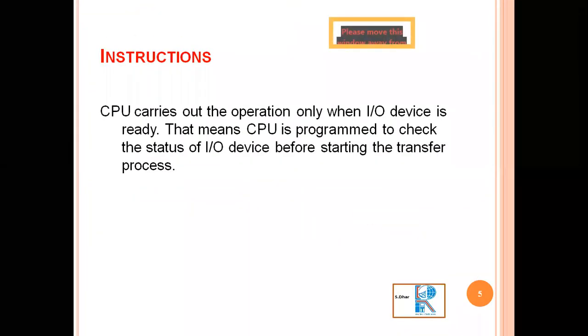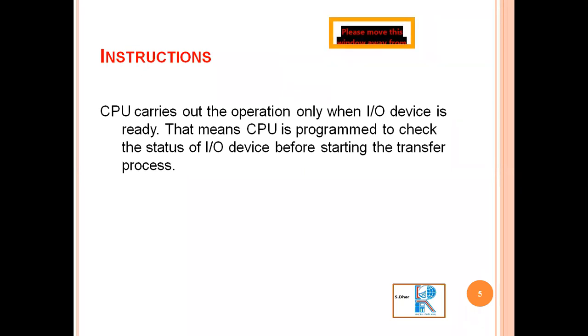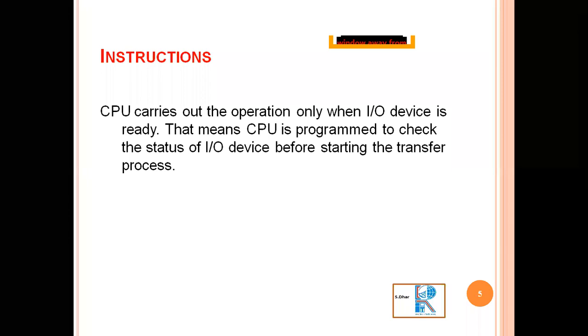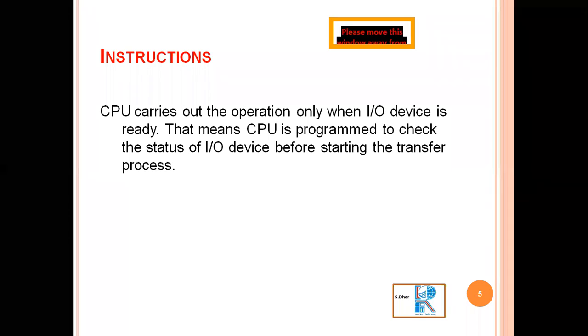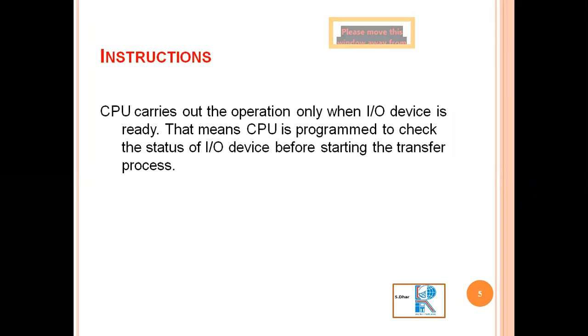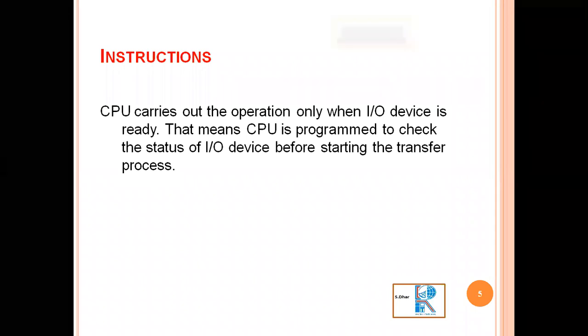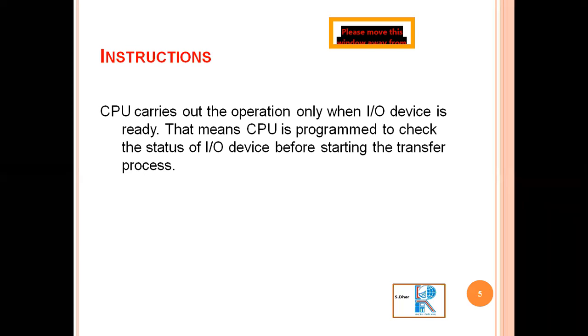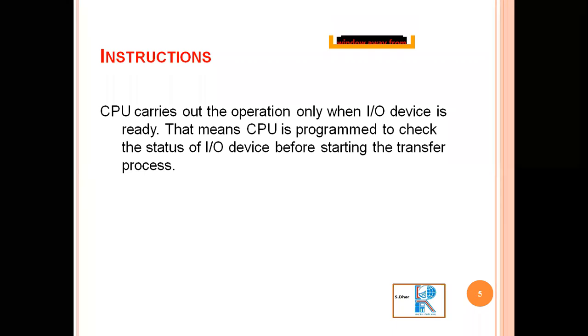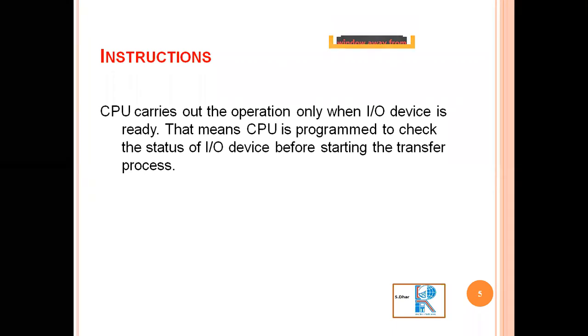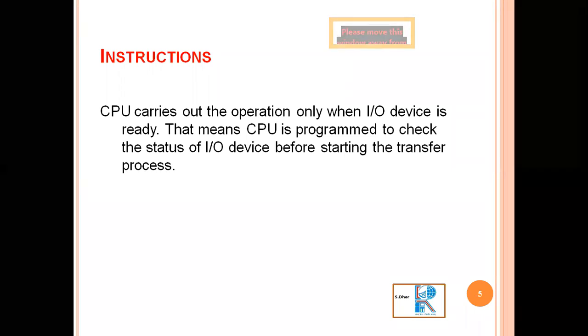Now, how does the CPU execute the program for the IO device? The CPU carries out the operation only when the IO device is ready. That means the CPU has to check the status of the IO device from time to time. Suppose at the start, the CPU checks the status of the IO device, to check whether the status bit is 1. The status is a special type of register. Status bit 1 means the IO is ready for transferring data. So the CPU will now execute the program, that is, the read or write operation, or in or out, which I will discuss later, for transferring data from IO to CPU and CPU to IO.